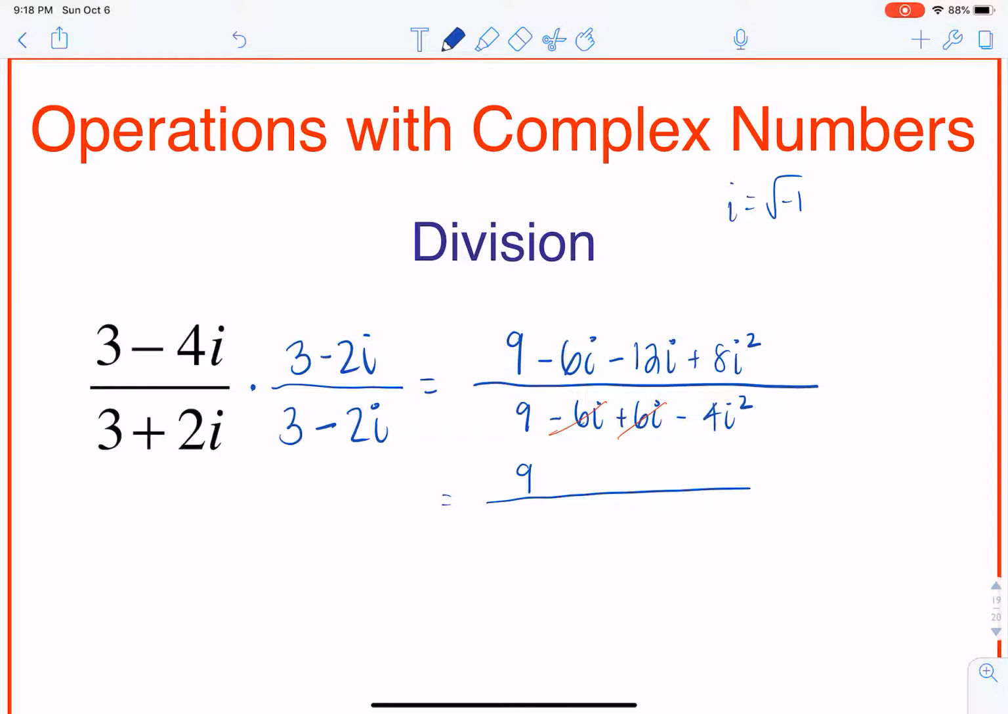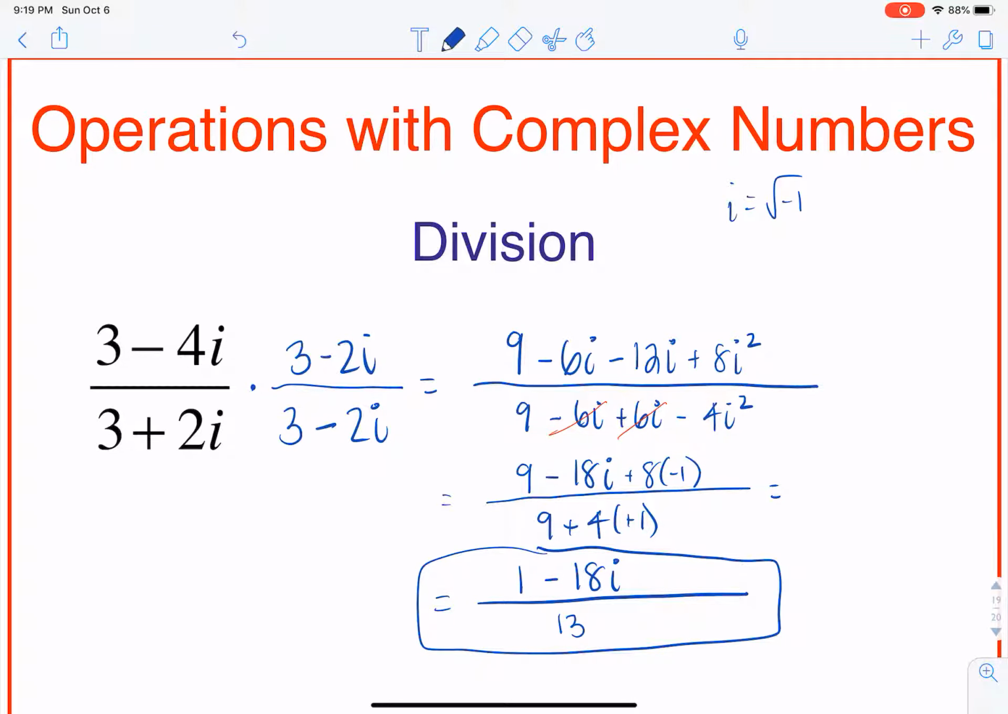So I'll get 9, negative 6 minus 12, that's going to give me negative 18i plus 8 times negative 1, all over 9 minus 4 times negative 1. So here, this will turn into 9 minus 8, so I'll have 1 minus 18i, and this turns into some addition here, because negative 4 times negative 1 will give me positive 4, so 9 plus 4 will give me all over 13. So here, when I divide with complex numbers, we're just multiplying by its conjugate.